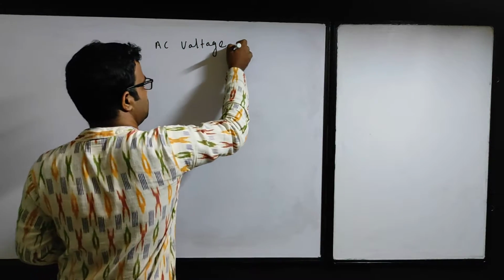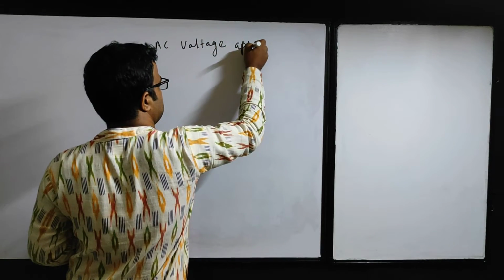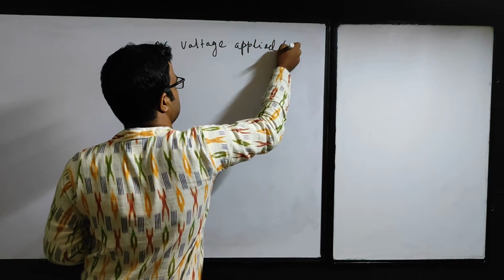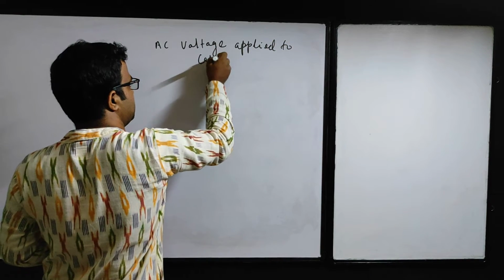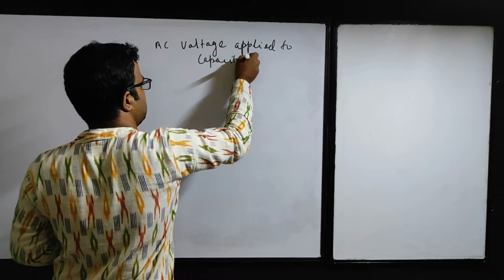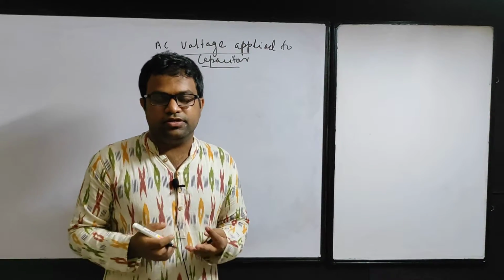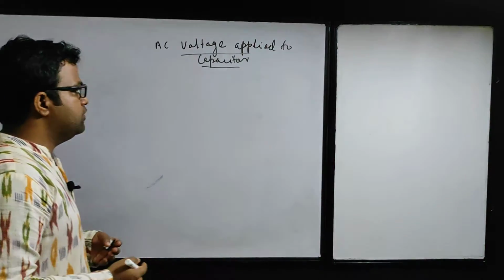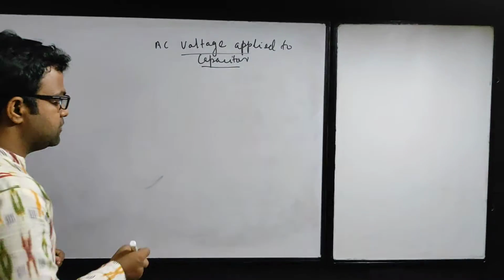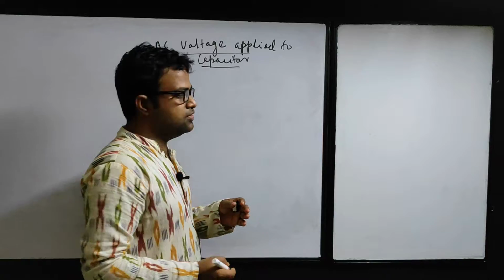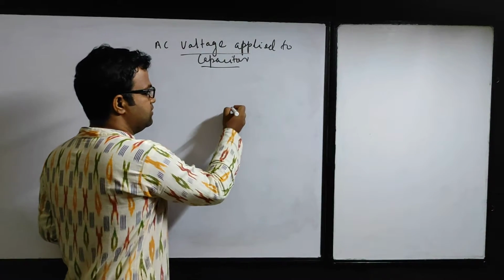the AC voltage that is applied to a capacitor. So when AC voltage is applied to the capacitor, what will be the current? We'll find that out. So let us draw the circuit diagram first. The circuit diagram is here.